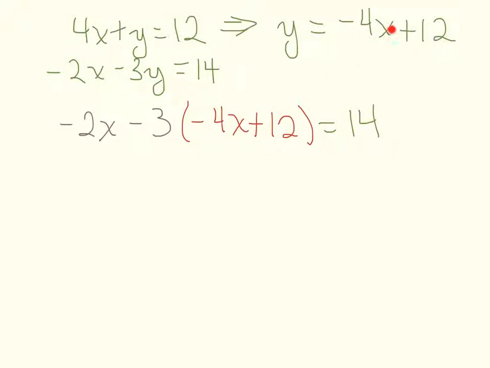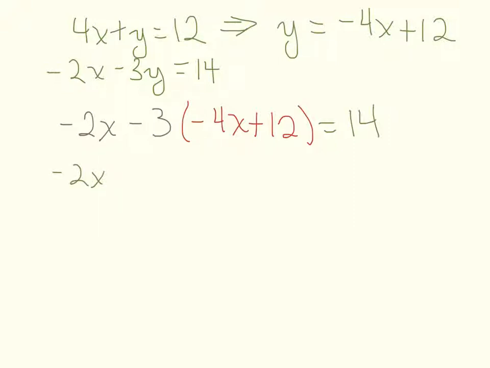That came from right here, because that's equal to y. So when we take negative 3 times y, that's the same thing as negative 3 times negative 4x plus 12. Okay, if we continue to work this problem out, we have to do some distributive property here.